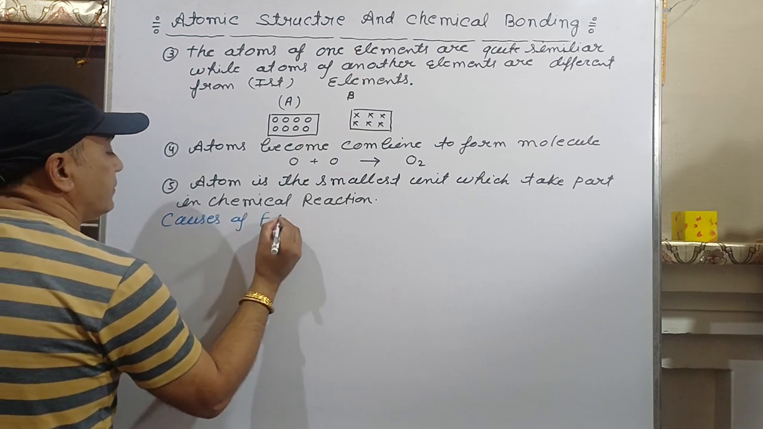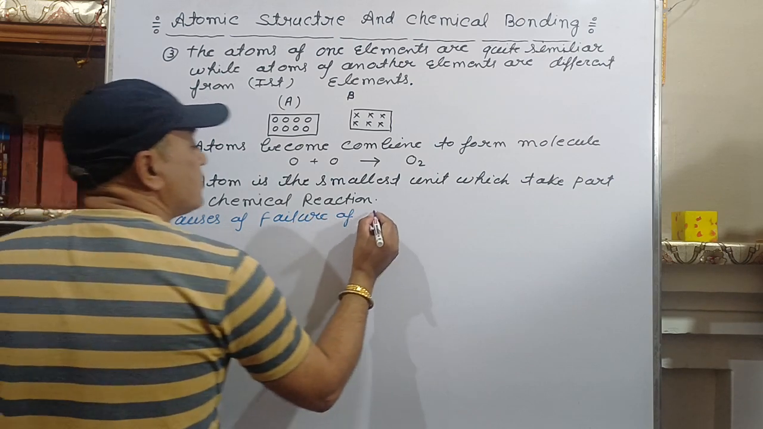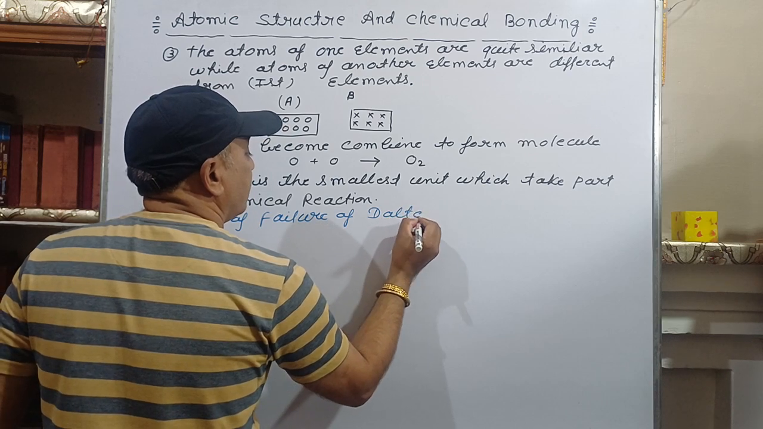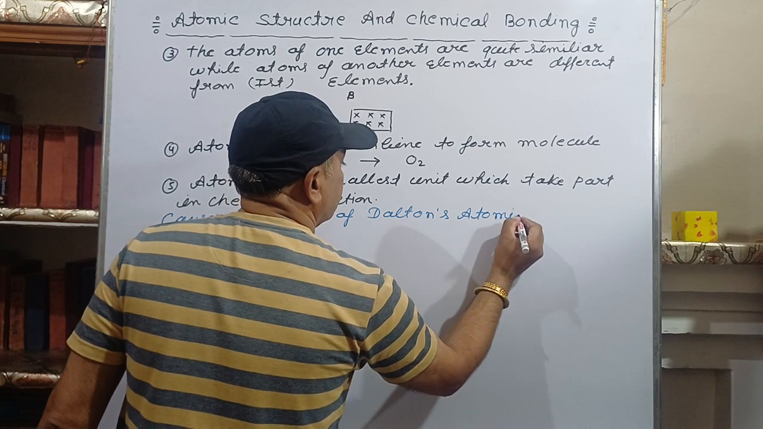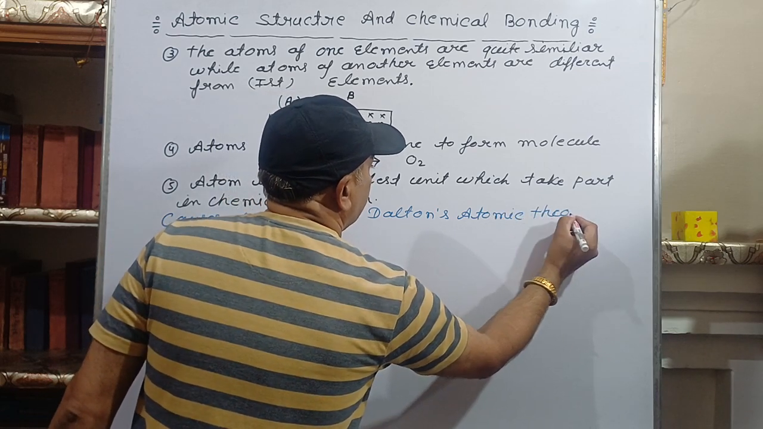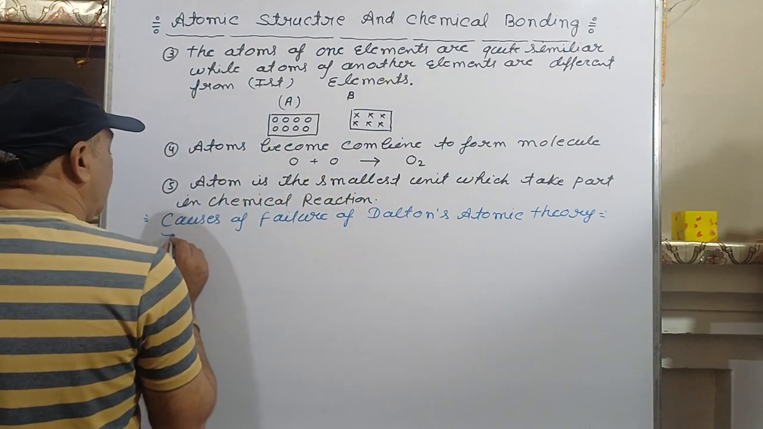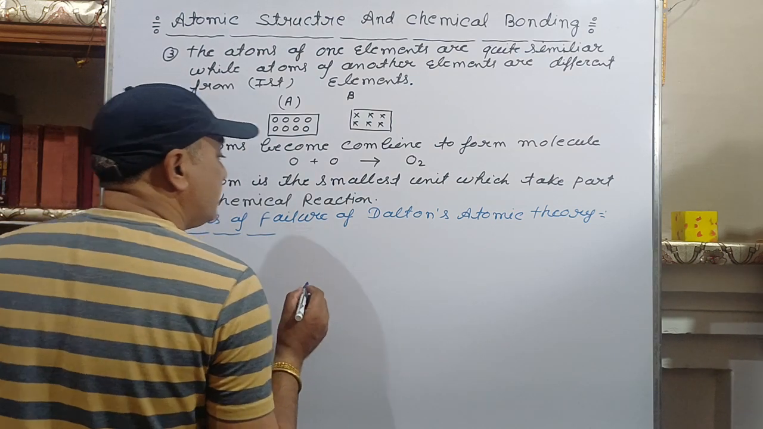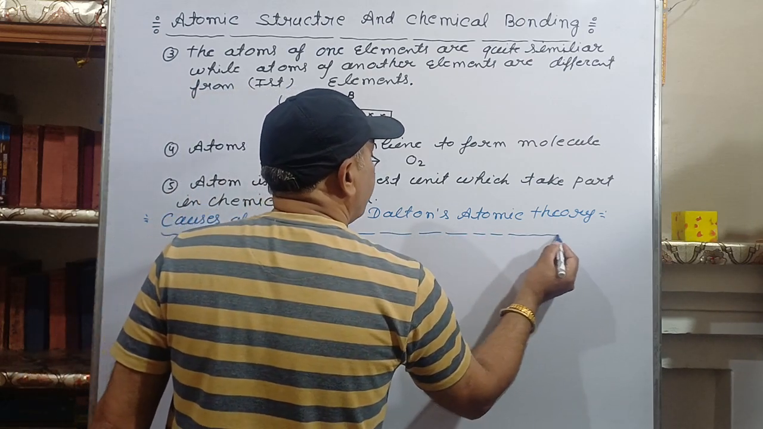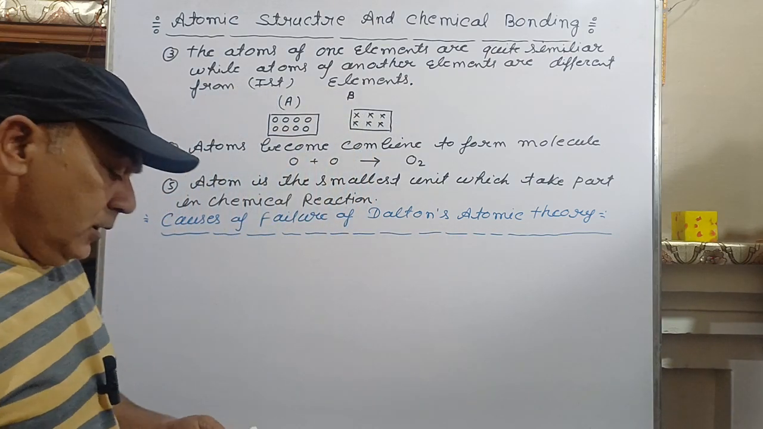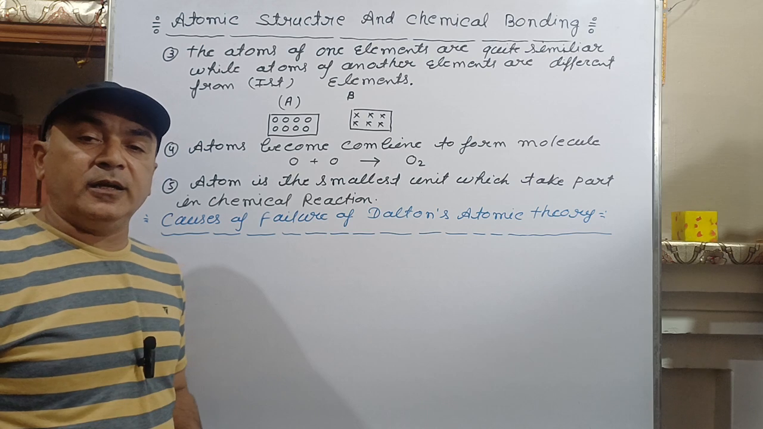Causes of failures of Dalton's atomic theory. After Dalton, a number of scientists did experiments upon the atom, and their experiments proved that the atom is not an indivisible particle; the atom is a divisible particle.